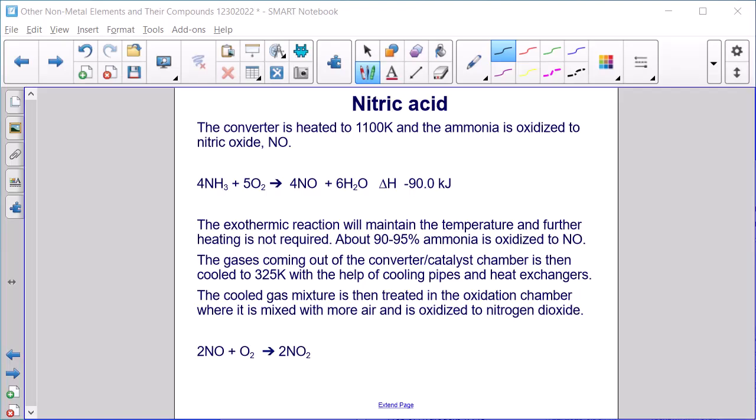The converter is heated to 1100 Kelvin and the ammonia is oxidized to nitric oxide, NO. The exothermic reaction will maintain the temperature and further heating is not required. About 90 to 95% of the ammonia is oxidized to NO. The mixture of gases coming out of the converter catalyst chamber is then cooled to 325 Kelvin with the help of cooling pipes and heat exchangers. The cooled gas mixture is then treated in the oxidation chamber, where it is mixed with more air and is oxidized to nitrogen dioxide.